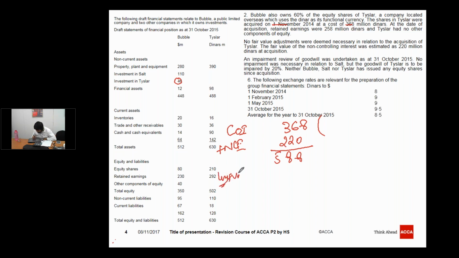Less, we have to deduct the fair value of net assets. At the date of acquisition, the retained earnings were 258. So we have to take the share capital plus the date of acquisition retained earnings, that is 258, and you can see that there is no fair valuation adjustment in the question. So the value of the goodwill will be 120 million. So 588 minus 210 minus 258, you get the value of 120.